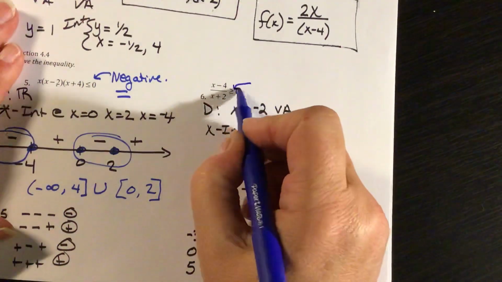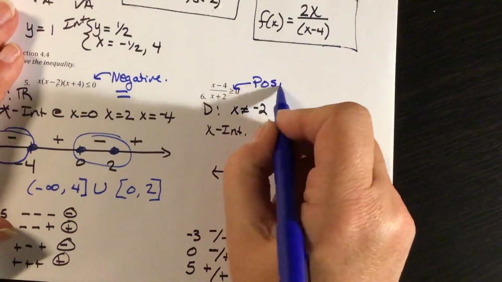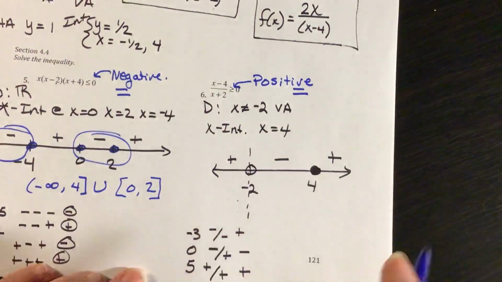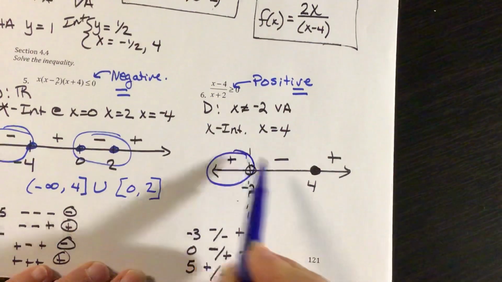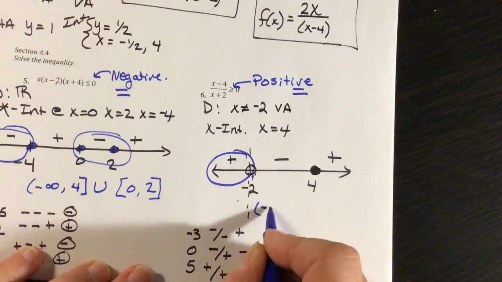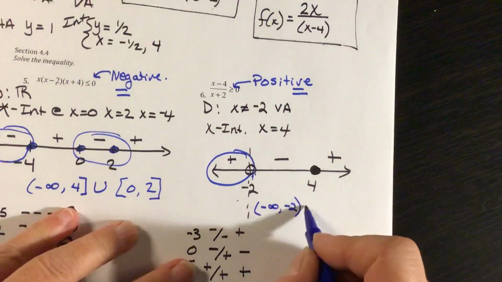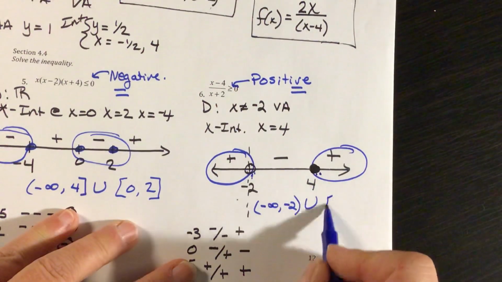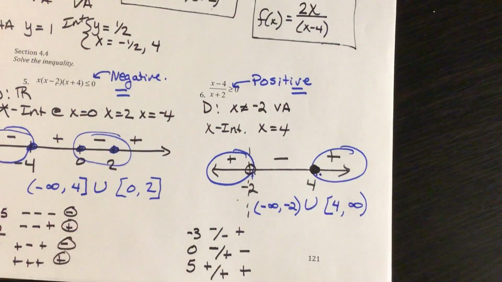Now I'm looking for numbers that are greater. So I'm looking for the positive regions. And I can include those points that are equal, those endpoints, except for here I'm not going to include -2. So I am going to include from negative infinity to negative 2, but not including negative 2. And I also am going to go from 4 and include 4 and go to infinity. So there's the solution set for that one.